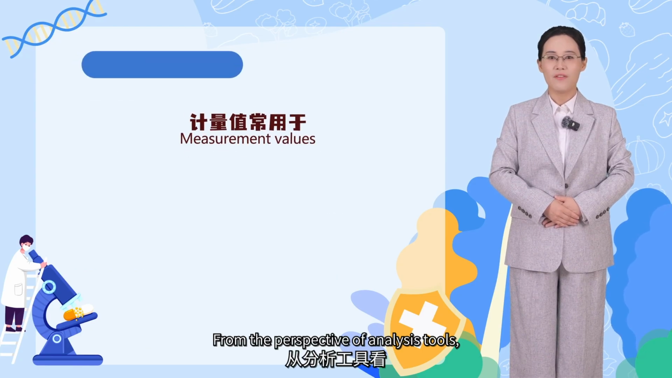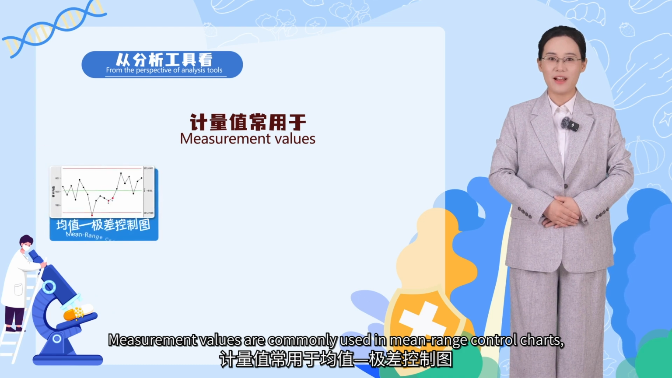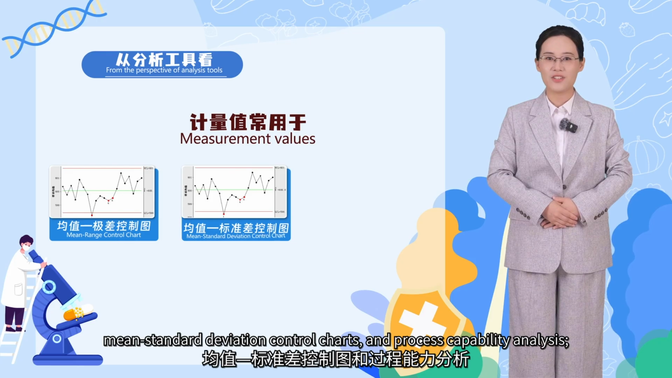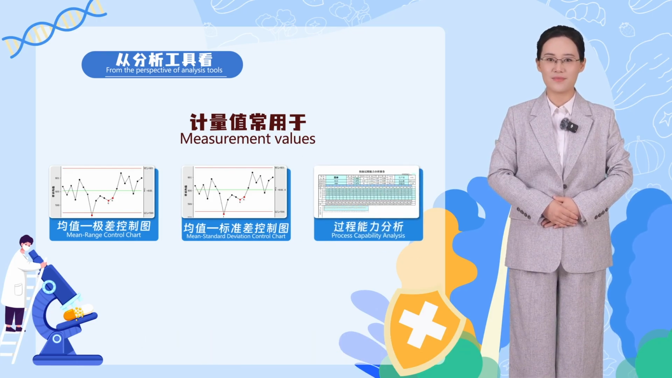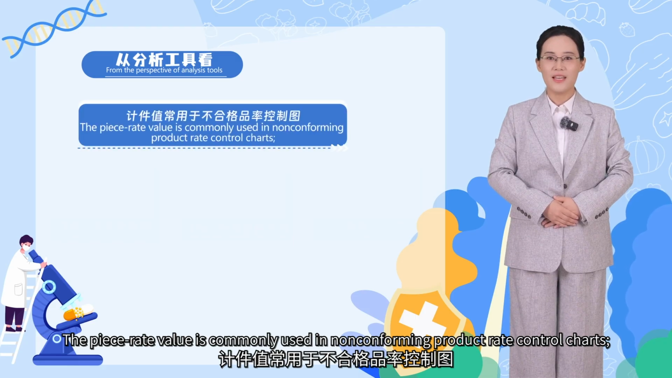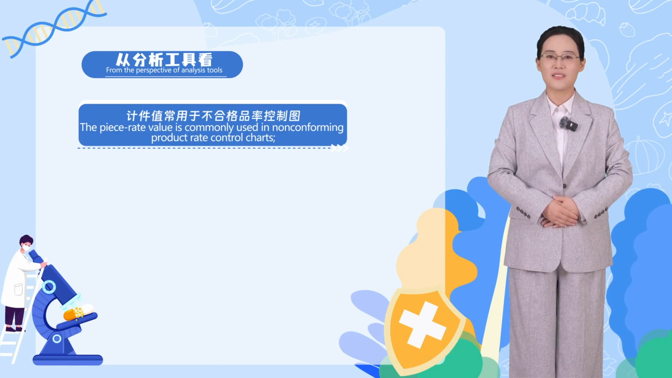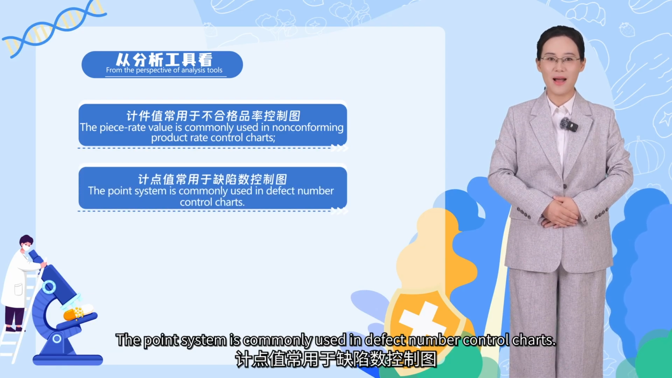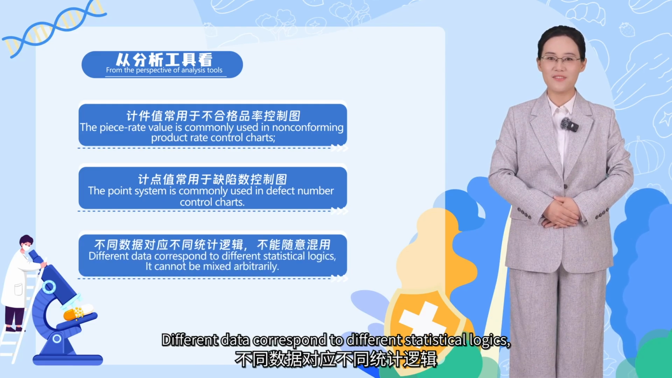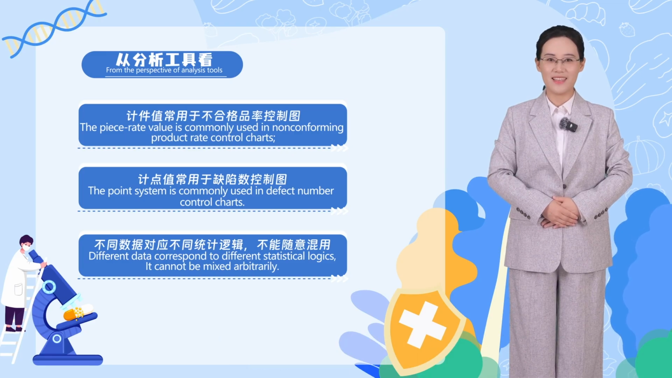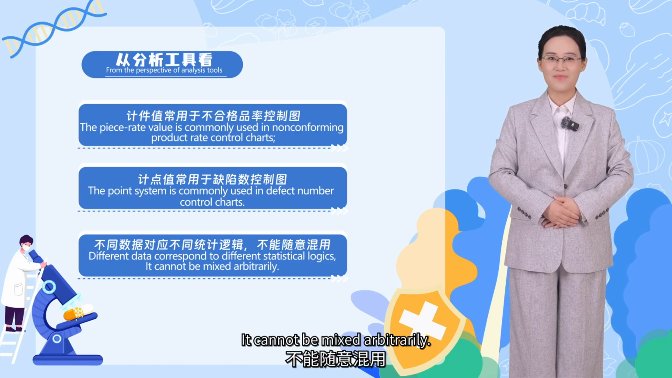From the perspective of analysis tools, measurement values are commonly used in mean range control charts, mean standard deviation control charts, and process capability analysis. The piece rate value is commonly used in non-conforming product rate control charts. The point system is commonly used in defect number control charts. Different data correspond to different statistical logics. It cannot be mixed arbitrarily.